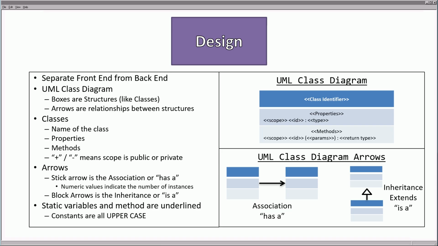Now there's different kinds of arrows, but the two that we're going to focus on is the association, which is the has a relationship, and also the inheritance, the is a relationship. So the way that you can think about this is this class has instances of that class. The other version, this class is a more specific instance of that class. This is inheritance. In other words, in Java, extends.